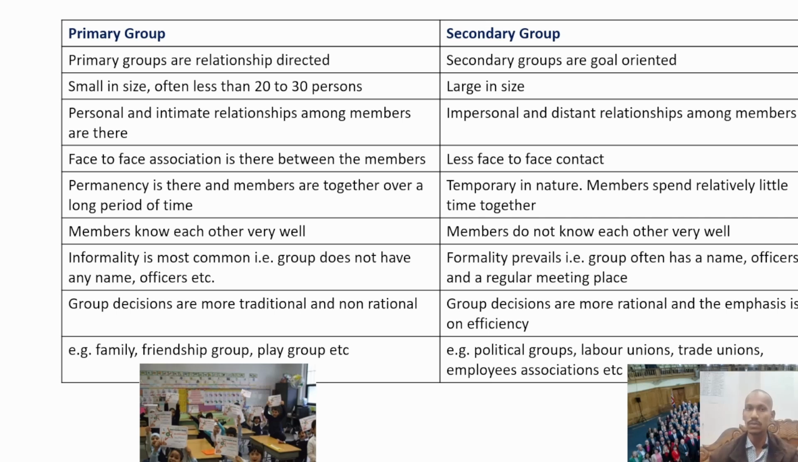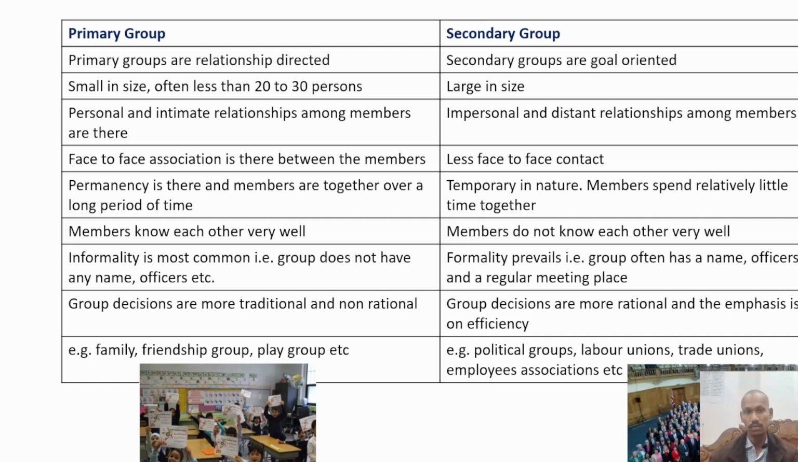In secondary group, group decisions are more rational and the emphasis is on efficiency. The more the person can work and achieve targets, the more the efficiency. So group decision is based on the efficiency that we can achieve. Also, group decisions are based on rationality. They are more rational, based on data, on how we can generate more and more profit.